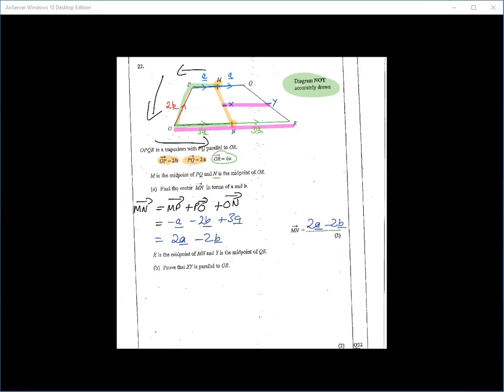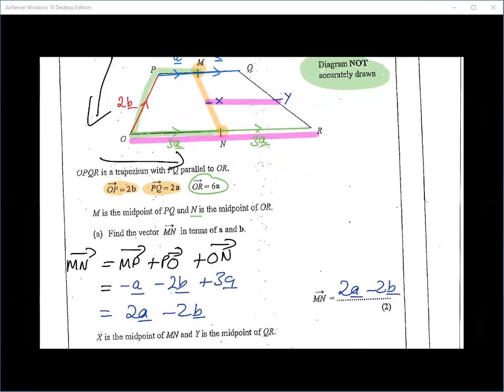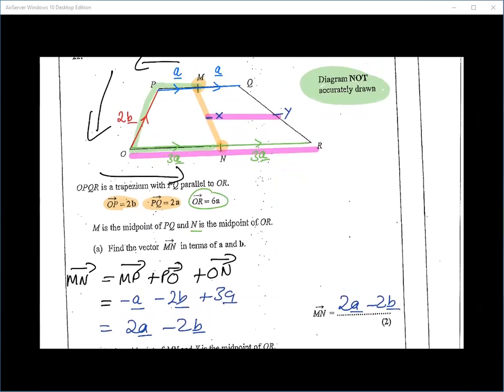Because we already know what OR is. So XY is the bit that we don't know. So X to Y. Now you need to give me a route. Let's start putting in some information that we know. M to N, do you know what M to N is? M to N is 2a minus 2b. So if I go halfway, would that be a minus b? A minus b, yeah. And the other halfway would be a minus b. Lovely.